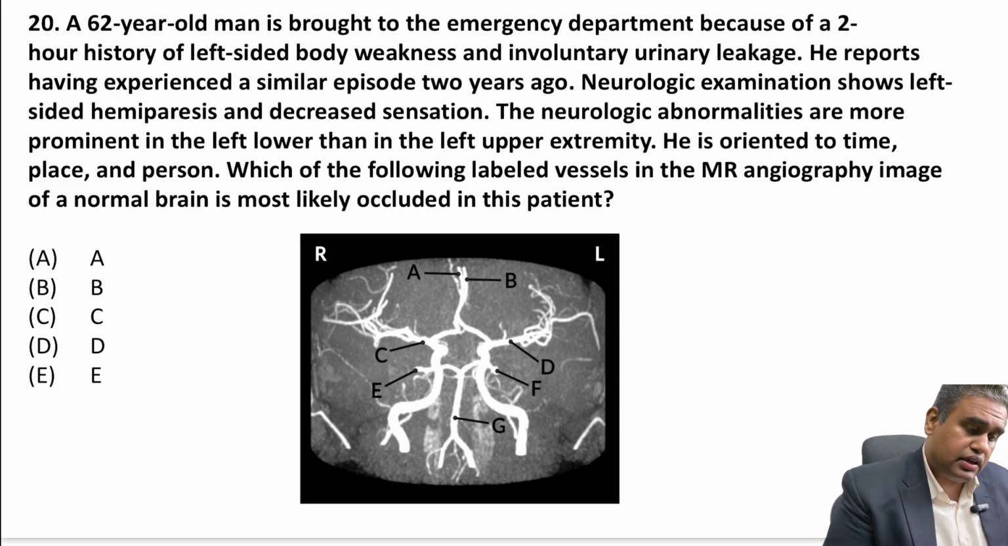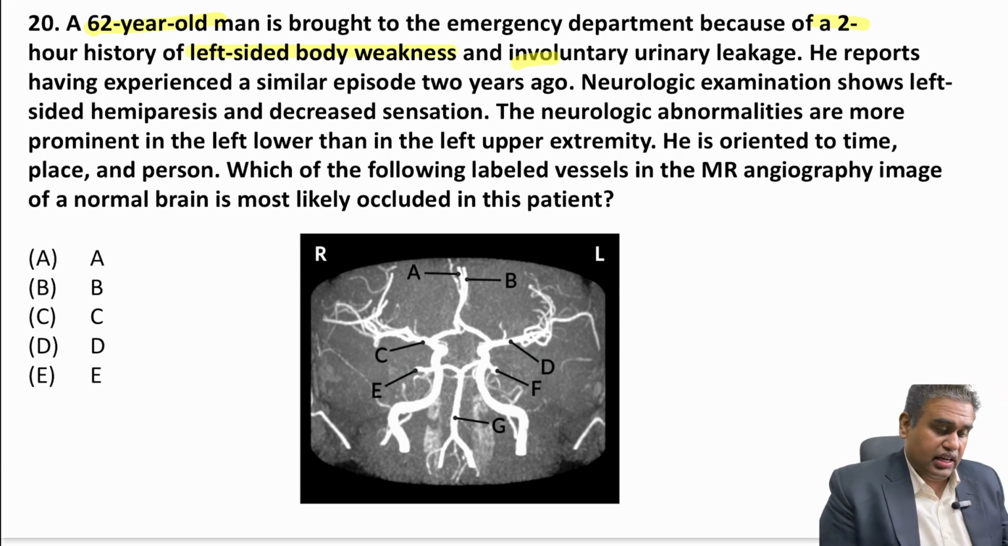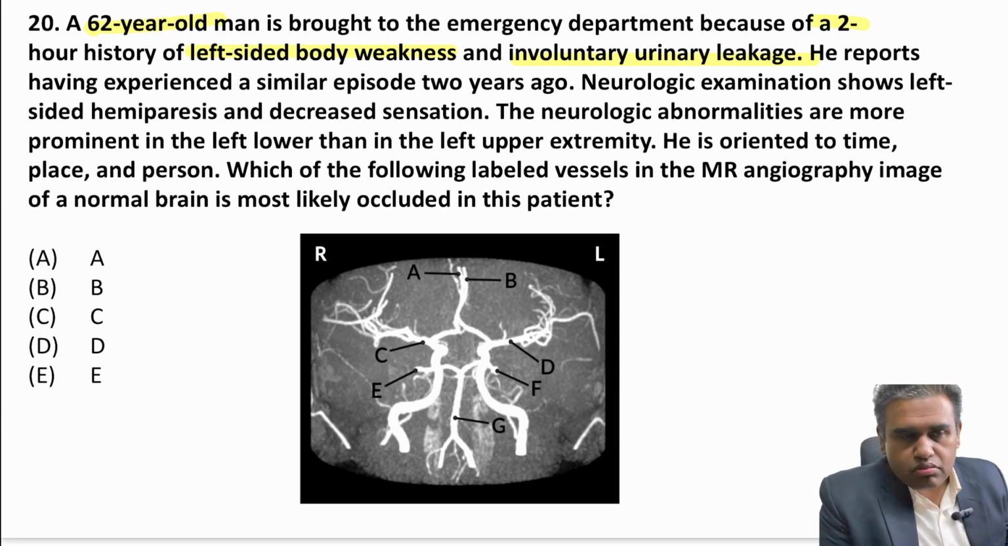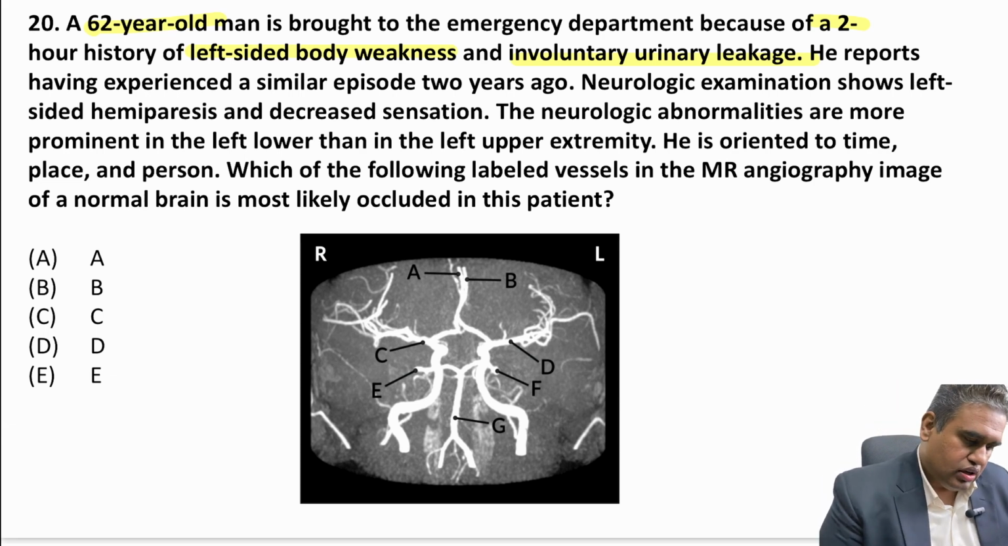Yes, a 62-year-old is brought to the emergency because of a 2-hour history of left-sided body weakness and involuntary urinary leakage. Okay, so left-sided body weakness means the problem in the brain has to be on the right side. This much is clear. Left side body weakness, left side sensory loss in the body. So hemiplegia, hemianesthesia due to a problem in the brain, contralateral side. So left side body weakness.